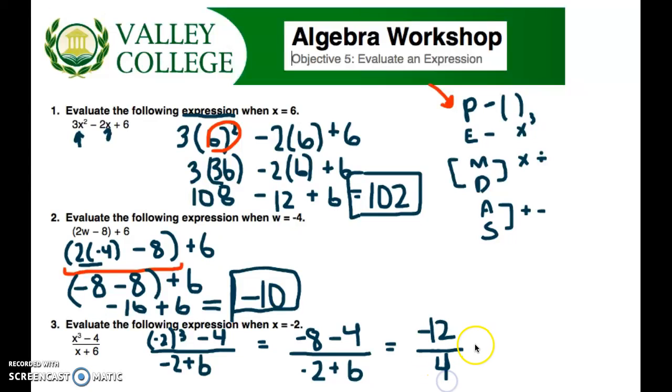Since this is not simplified, let's try to simplify this fraction. I've got a negative 12 in the numerator and I have a 4 in the denominator. So it looks like we can divide the top number by 4 and we can divide the bottom number also by 4. And when we do that, we end up with a negative 3 divided by 1, or a final answer of negative 3.